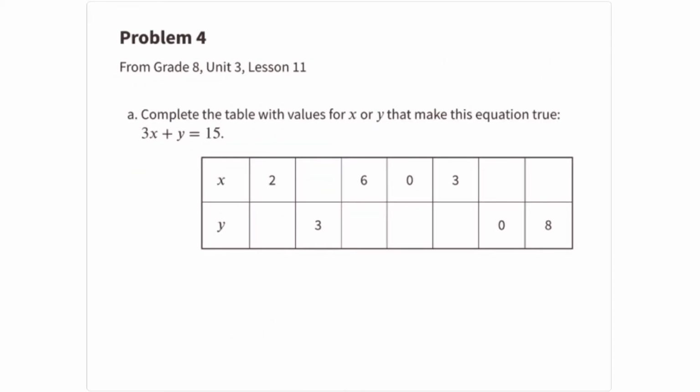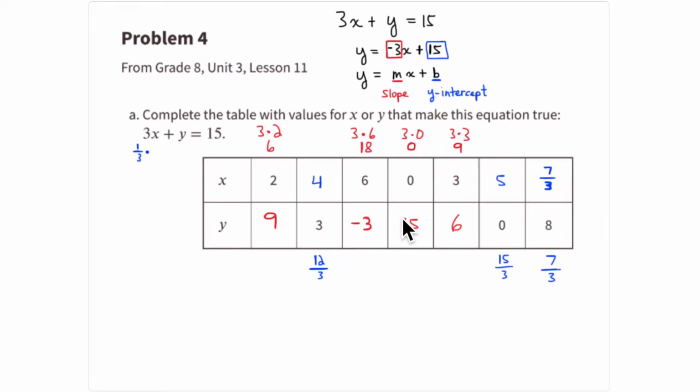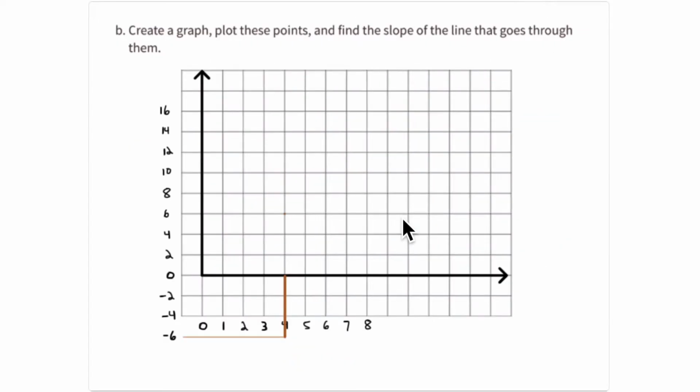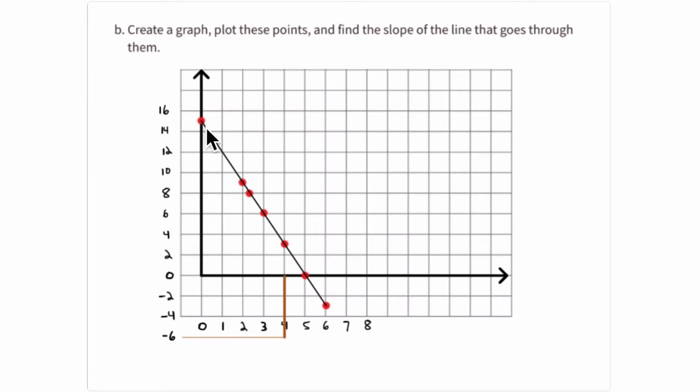This is problem 4. And in this problem, I went way beyond what the problem is asking for. So let me first show you the minimum of what you're supposed to do. You're supposed to fill in this table, and I'm going to show you how to do that in just a moment. Then you fill in the table, and you figure out the slope of the line. You plot those points from the table and figure out the slope.